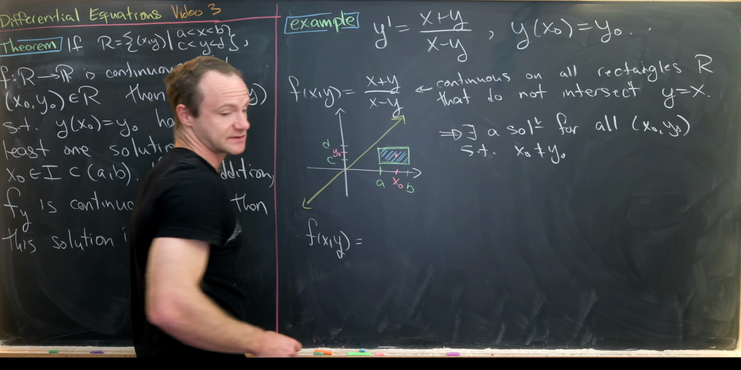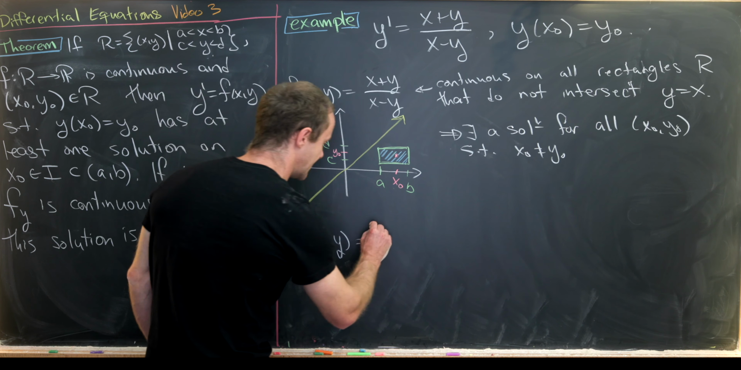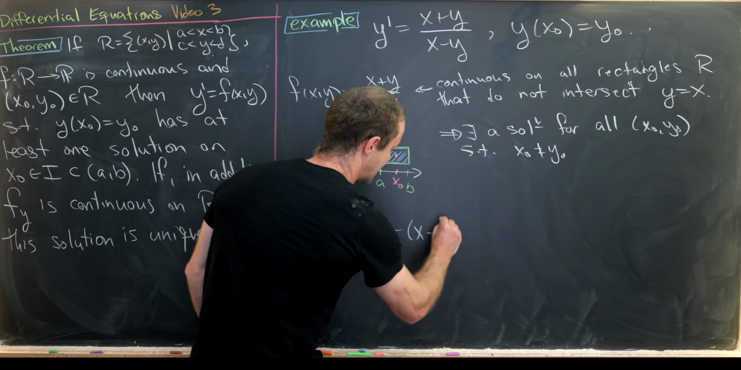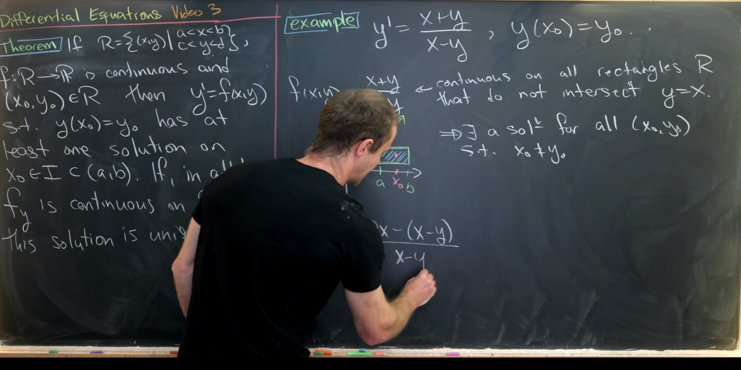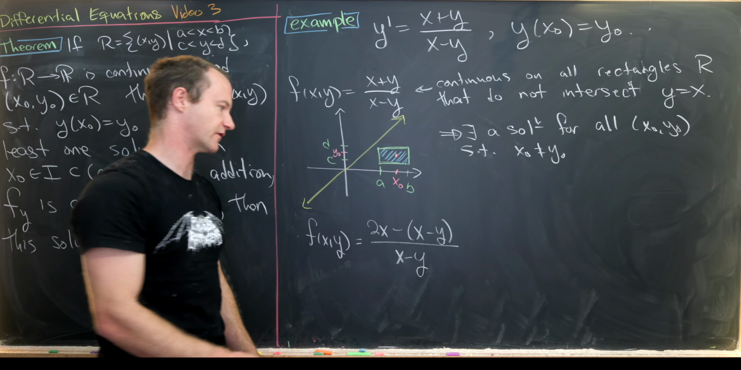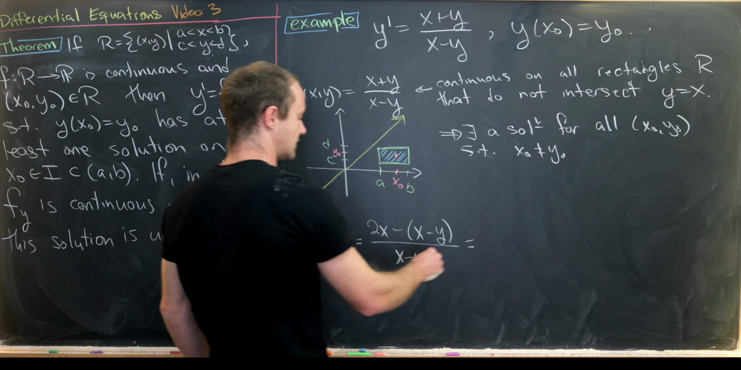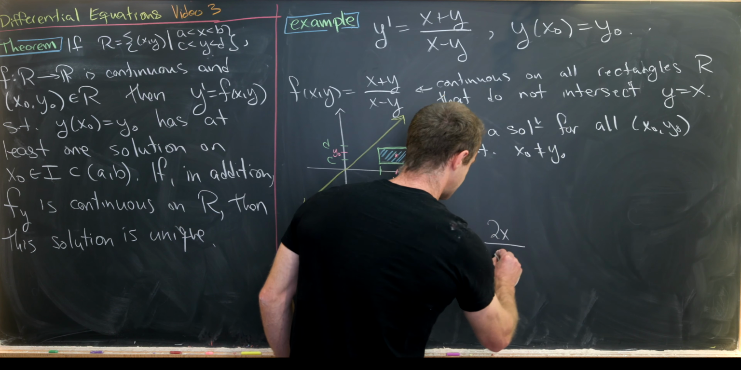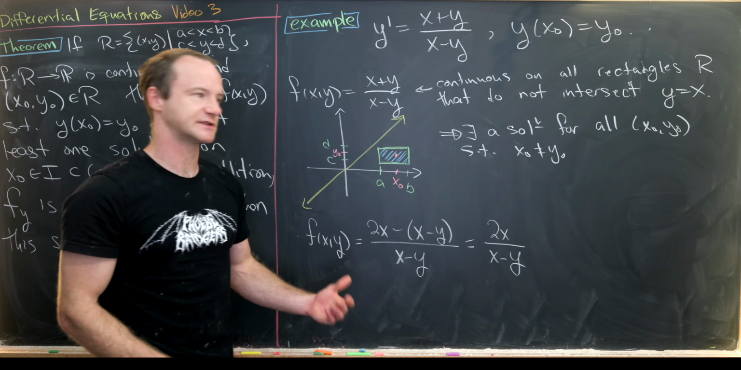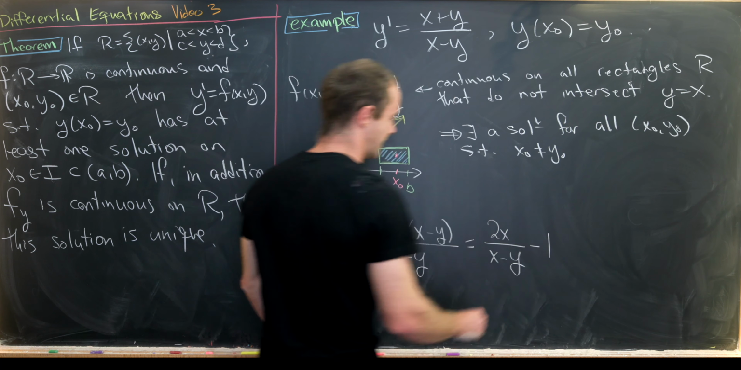I'm going to take x plus y and write it as 2x minus x minus y, over x minus y. So notice if you were to simplify that numerator, you would get exactly x plus y over x minus y. But now let's notice that that gives us 2x over x minus y minus x minus y over x minus y, but that's just minus 1.